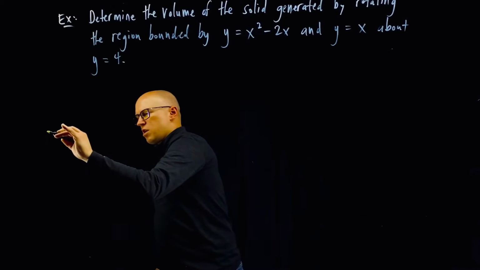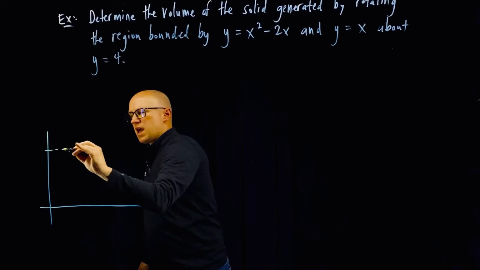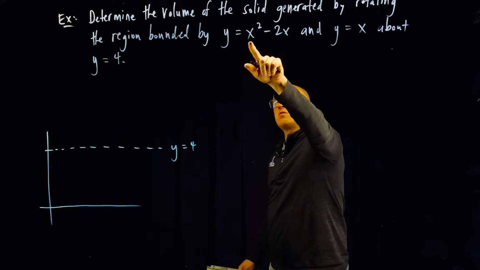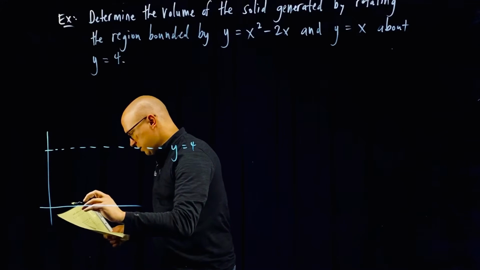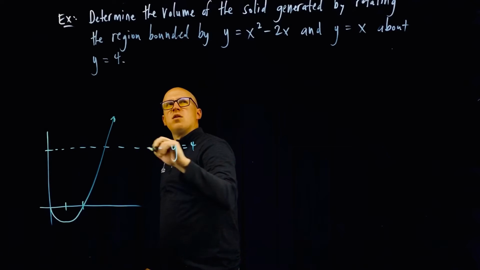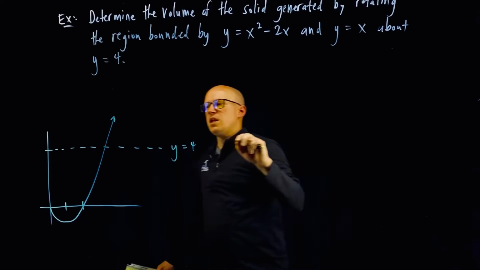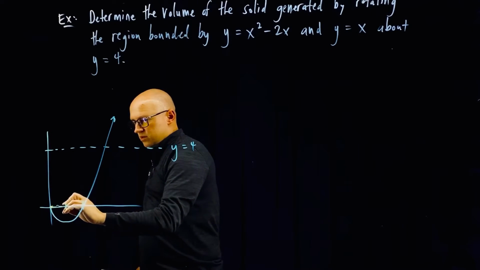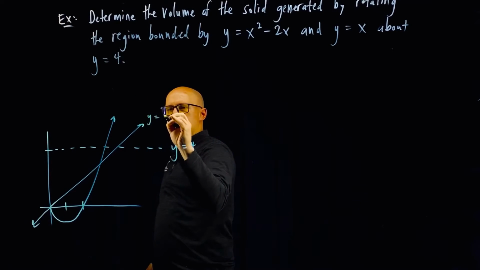Okay, so I'm going to draw a little sketch, and I'm going to draw the line y equals 4. I'm rotating around that. We have this right here, which is definitely a parabolic function, and it looks like this. We could use our graphing calculator, but here is y equals x squared minus 2x, and this right here is y equals x.